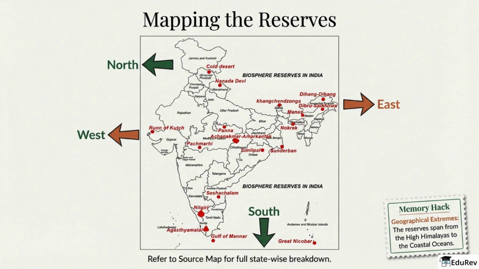Now, the real takeaway is not just the names, it is the geographical spread. These reserves run from the high Himalayas to the coastal and marine ecosystems. That span itself is a clue to India's ecological diversity.